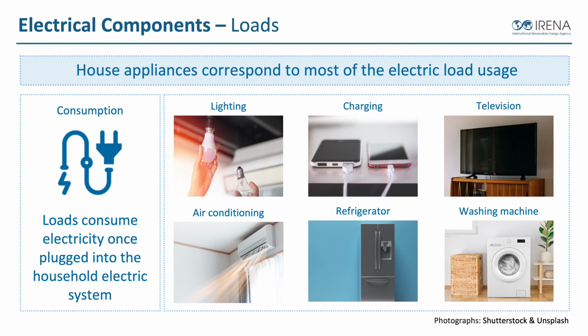And of course, last but not least, the reason we're creating all of these components to build a solar electrical system is so we can operate our loads. Our household appliances correspond to most of the electrical load usage. So these are the big normal things when we're looking at a residential or household load list. Things like lighting and charging phones and batteries and TVs, washing, refrigeration, air conditioning, all of our normal household usage.